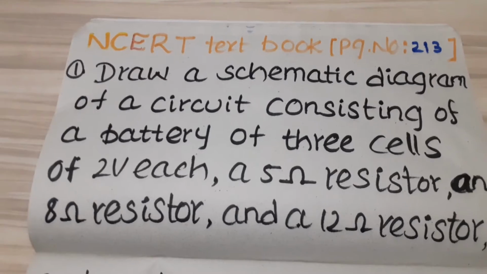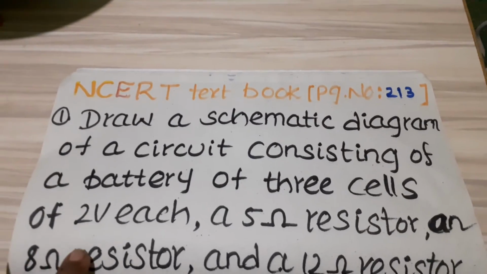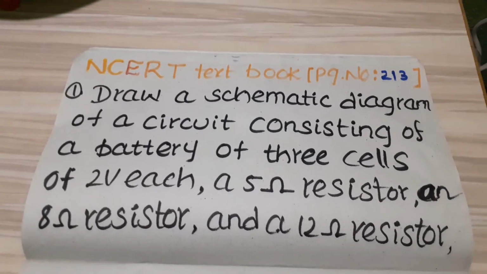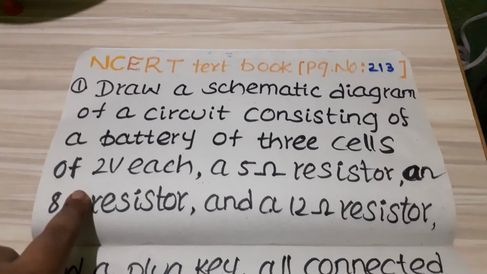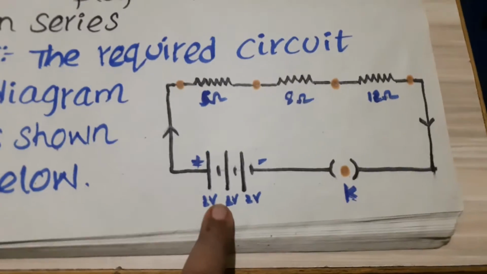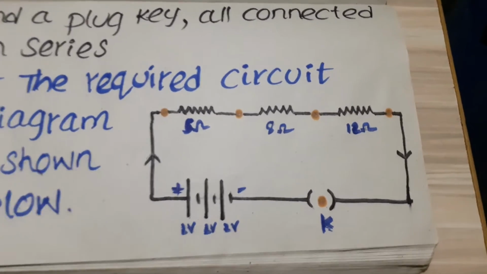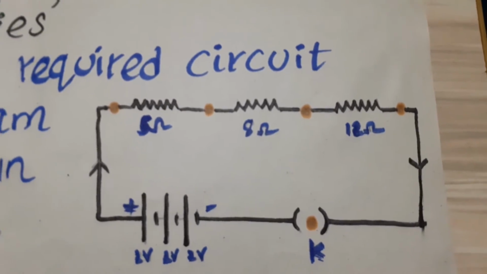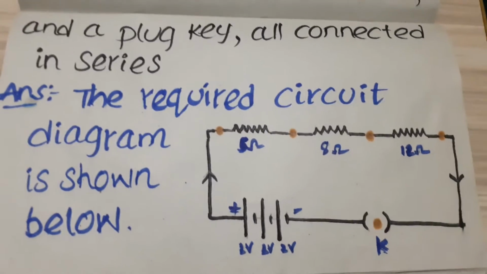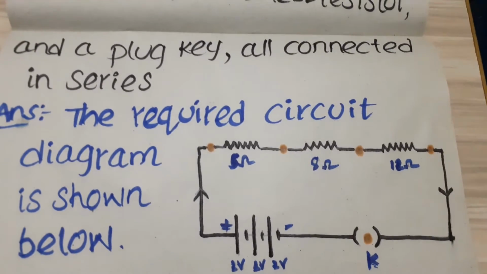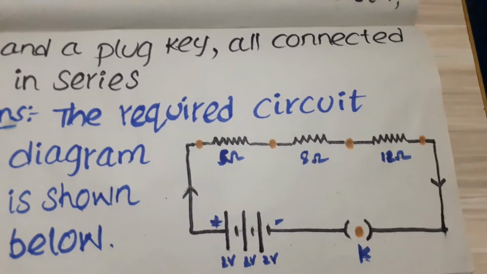Next, in the question, 3 cells of 2 volts each are given. So 3 cells are connected, each cell value is 2 volts. This is the battery consisting of 3 cells, each of 2 volts. So this is the circuit diagram. The required circuit diagram is as shown in the figure. This is the answer for that question, with a plug key.